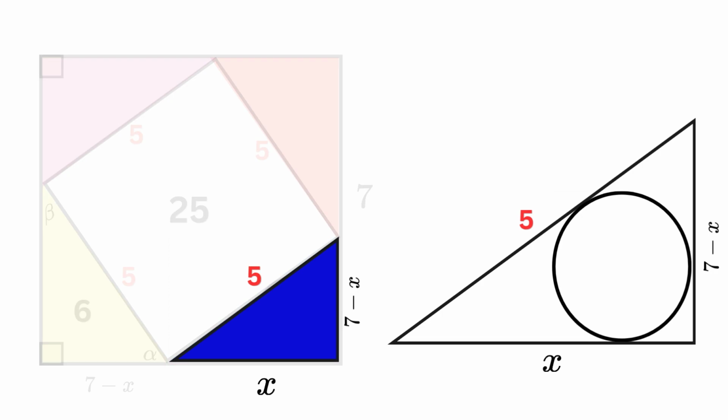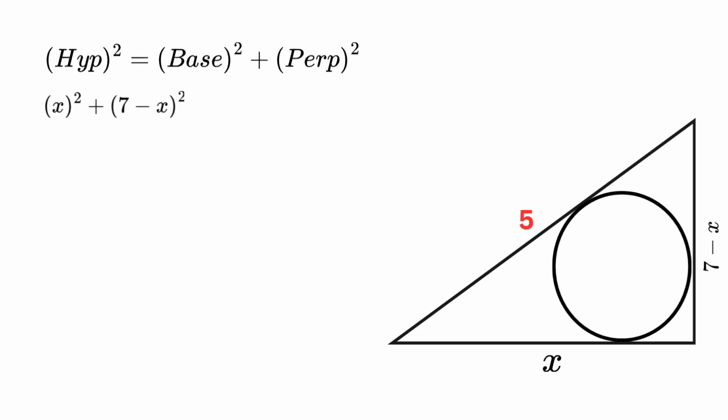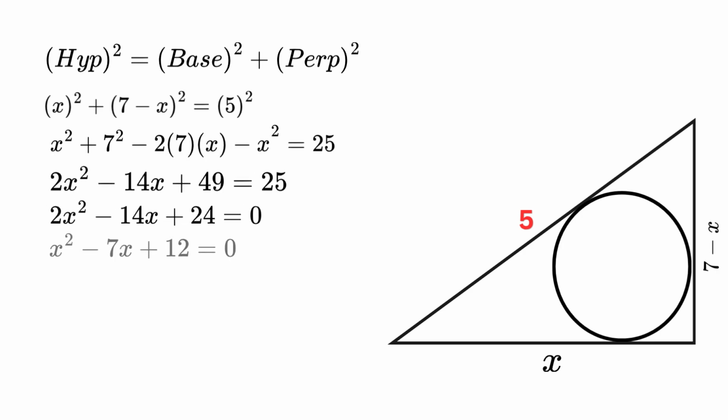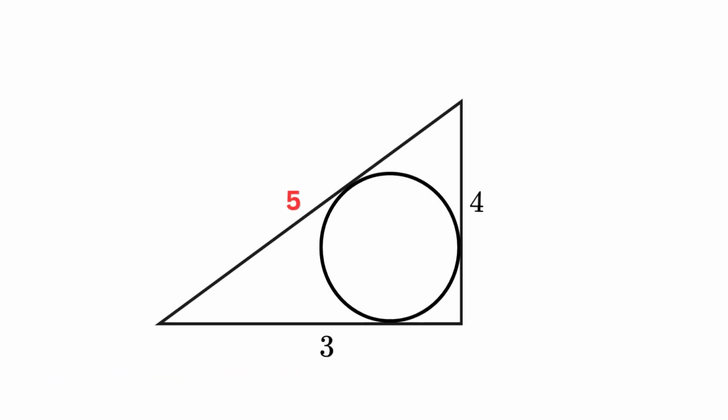Since this is a right triangle, we can now use the Pythagorean Theorem, which states that hypotenuse squared equals base squared plus perpendicular squared. So this becomes x squared plus (7 minus x) squared equals 5 squared. After simplification, we get the value of x that is either x equals 3 or x equals 4. Here, a classic 3, 4, 5 right triangle is formed.